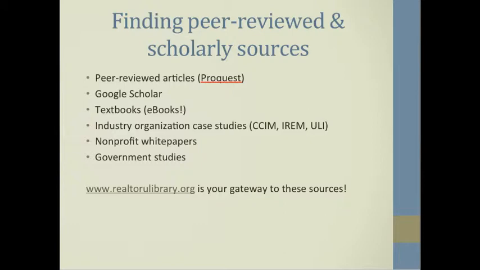Some of the NAR affiliates, and even including NAR, have research that they publish that's credible and scholarly. CCIM, IREM, and ULI are a couple of sources that publish great research on the real estate industry. You can also take a look to nonprofits who publish white papers. And, of course, the U.S. government and other international governments publish studies from time to time, and those can be useful as well. An example might be some of the Census Bureau's reports. And, of course, the Realtor U Library is your gateway to these resources.